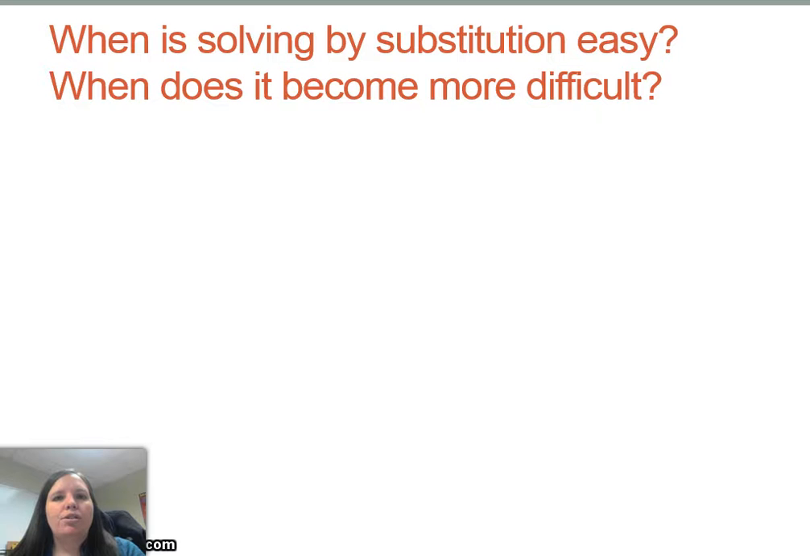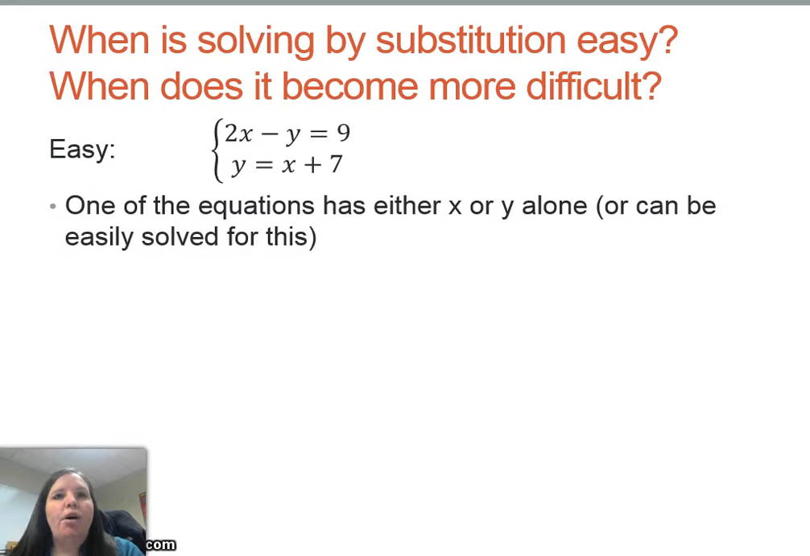But when is solving by substitution easy? This is what we went over in class. This is a problem that would be easier to solve using substitution. So why is that easy? Because one of the equations already has a variable isolated, either x or y, or could be easily solved for. But the main thing is here we see y is alone, so it would be easy to go ahead and substitute in x plus 7 into the first equation.